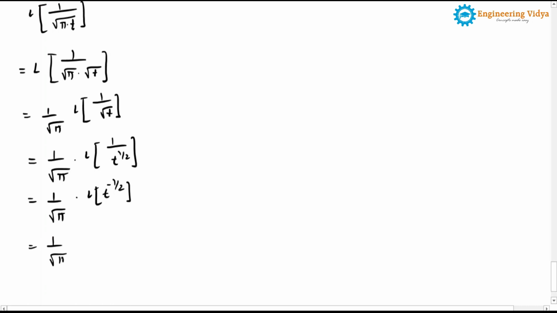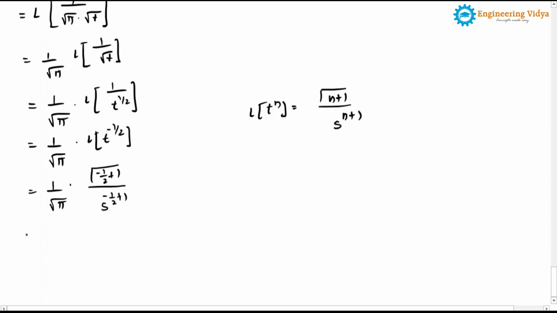And after that here we will write 1 upon square root of pi. Again we can apply the formula over here. By the formula we will write minus 1 by 2 plus 1 upon s raised to minus 1 by 2 plus 1, because we know that Laplace transform of t raised to n, if n is a fraction, we can write gamma of n plus 1 upon s raised to n plus 1. This is a formula, right? And by using this formula we can write this. Now after that we will write 1 upon square root of pi into minus 1 by 2 plus 1, which is nothing but gamma of 1 by 2 upon s raised to 1 by 2, right?